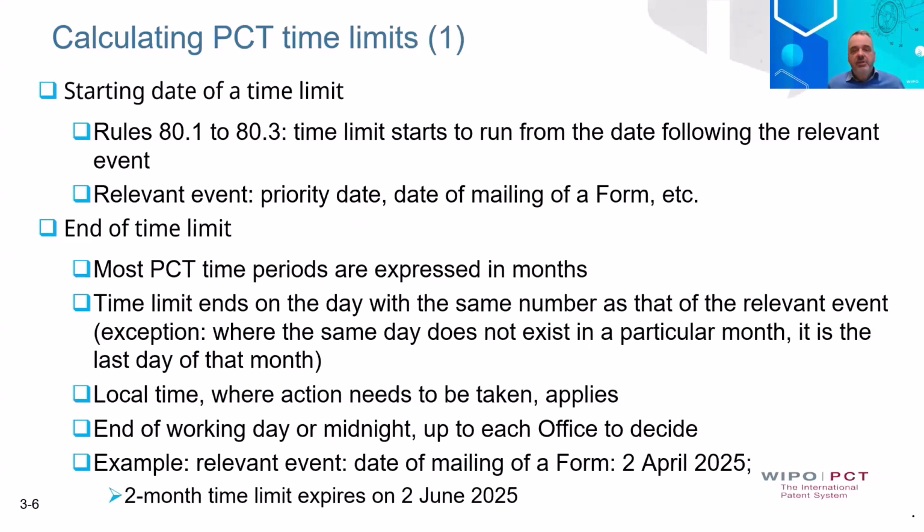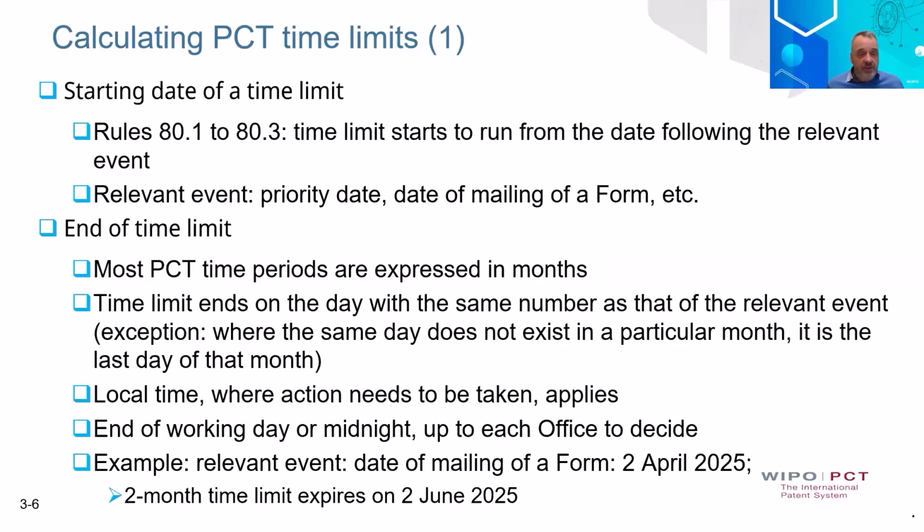So this is a little bit complex if you actually read through the rules. I'll just go through it a little bit. And for the most part, it's probably not something you need to worry too much about because it's relatively obvious from the actual date of mailing of something, or the months from the priority date. So usually it's not that complicated. The rules themselves are a little bit complex. So the starting date basically says in rule 80.1 and 80.3 that any time limit starts to run from the date following the relevant event. And the relevant event could be the priority date, the date of mailing of a form, etc.